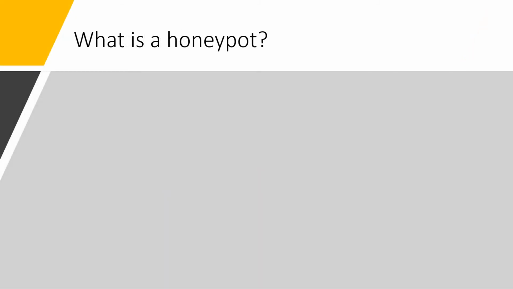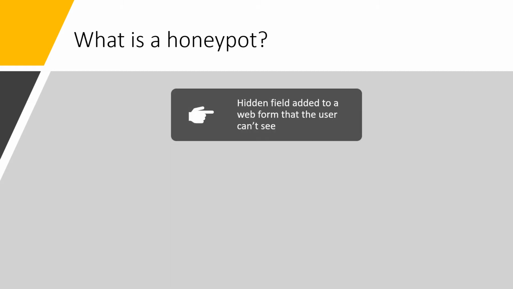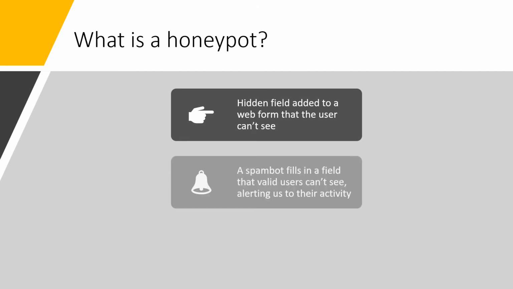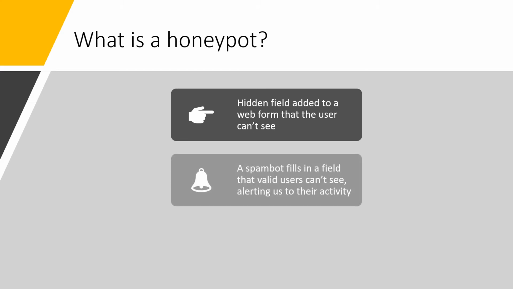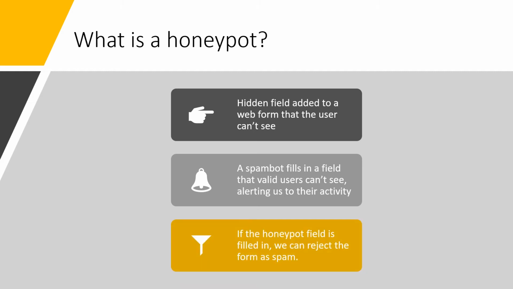So a honeypot in terms of form submissions means that you are setting up an extra hidden field that bots will see and fill out, but your real human users will not. It's basically a behind the scenes filtering step that protects your forms. It also doesn't add any additional steps for the people trying to submit your form, like what a CAPTCHA does. So that is, a spam bot fills in the field that the users cannot see, alerting us to their activity. If the honeypot field is filled in, we can confidently reject the form as spam.